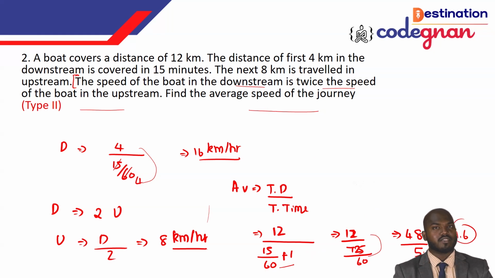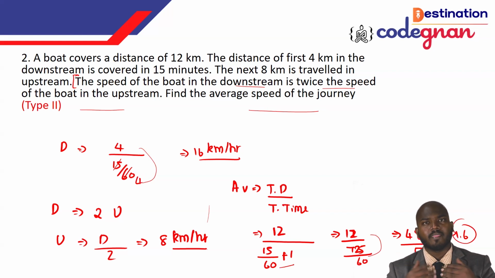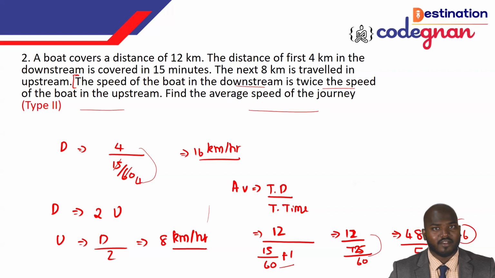So don't ever make the mistake of approaching this like you normally approach an average question. It's not the same here. Here you must use the formula, total distance by total time. That formula only you have to apply here. You shouldn't apply a different formula. That is not accepted. So please, I request everyone, use the formula and get the answer properly.